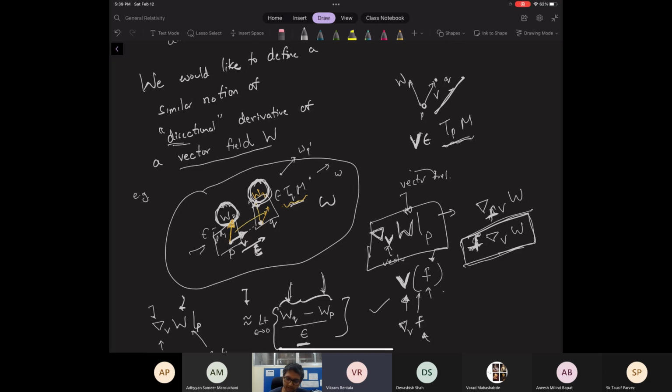So it doesn't even have to be an infinitesimal displacement. But V certainly tells you, if I think about an infinitesimal displacement, at least in which direction I'm taking the derivative.